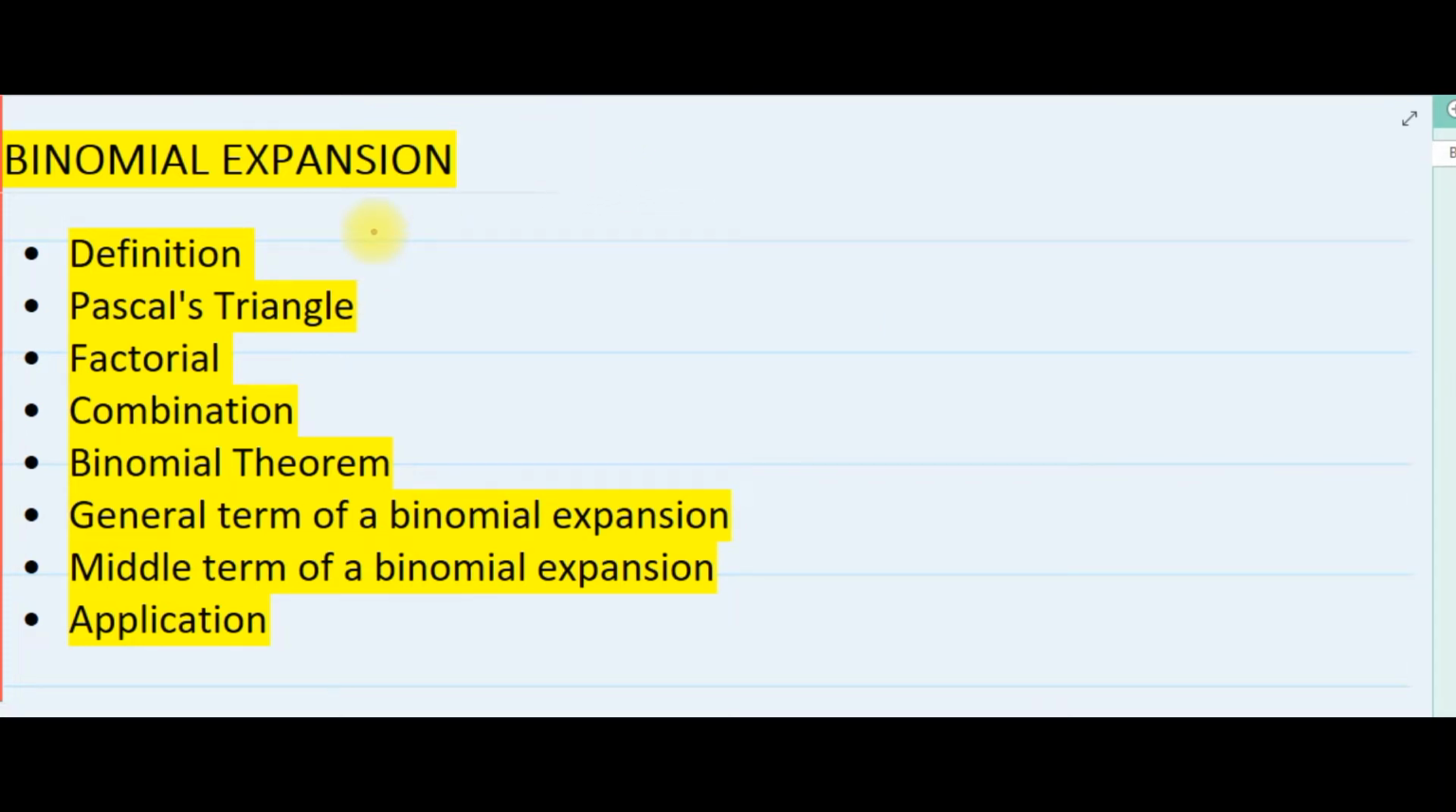Expansion. Under binomial expansion, we need to define it and know the meaning. We now do Pascal's triangle. Also, we'll revise factorial and combination, and now the binomial theorem. From there, we'll get the general term, middle term, and the application. So let's start with the first, the definition.